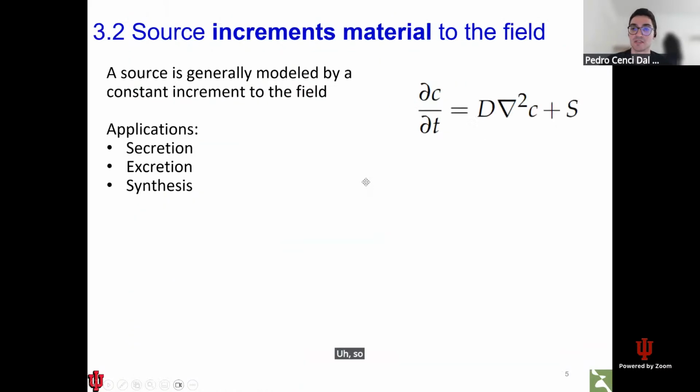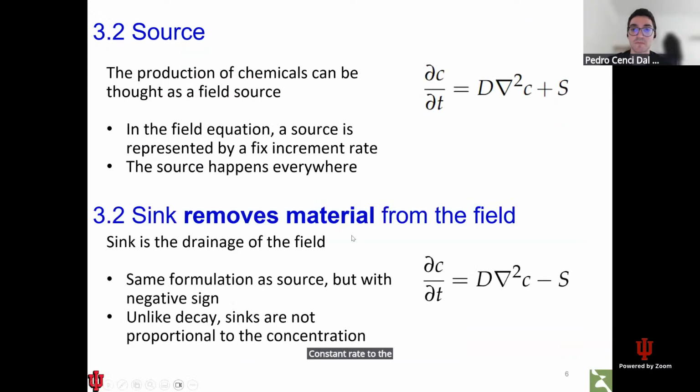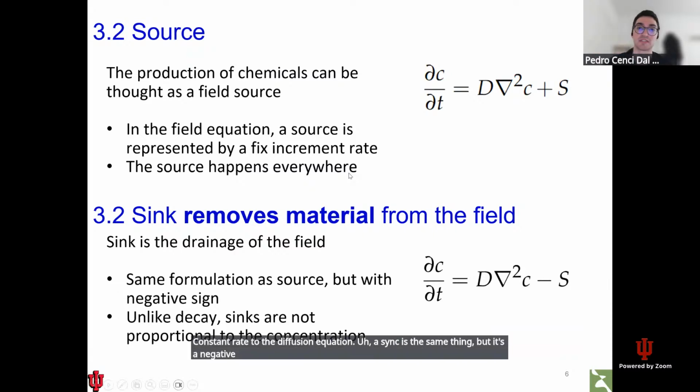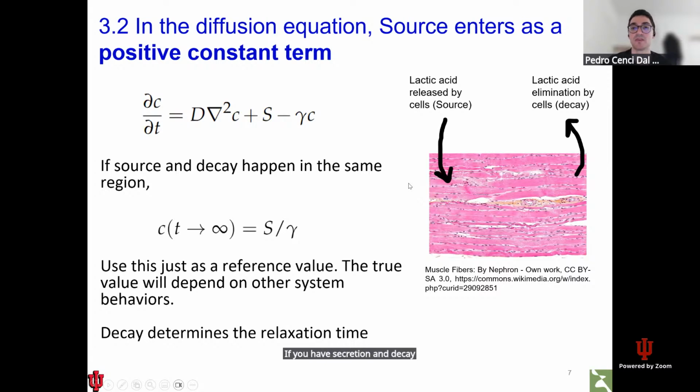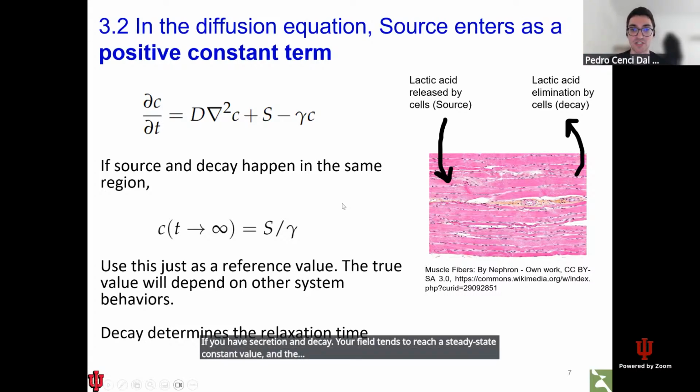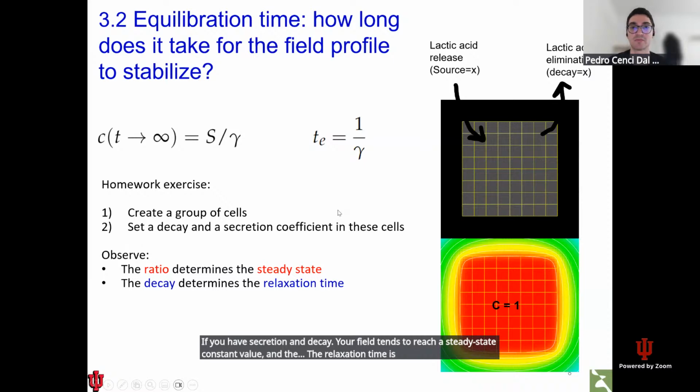Again, secretion, a source, is modeled by a constant rate added to the diffusion equation. A sink is the same thing, but negative. Watch out that if you just do negative secretion, your field can become negative, which is not desired. If you have secretion and decay, your field tends to reach a constant steady state value, and the relaxation time is 1 over gamma, gamma being the decay coefficient.